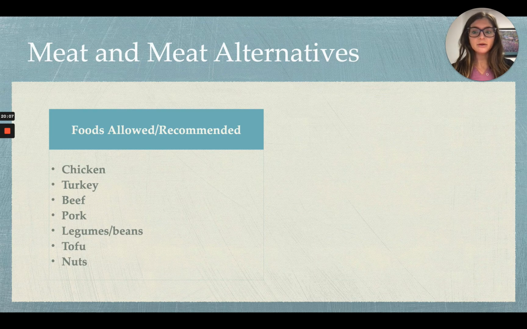Now, meat and meat alternatives, foods that are going to be allowed and recommended are going to be chicken, turkey, beef, pork, legumes, beans, tofu, and nuts. So protein food items do not cause a direct spike in glucose level. Actually, protein foods help to, again, slow down the rate of digestion in order to help prevent glucose spikes. And naturally occurring, protein foods do not contain carbohydrates, and so therefore they wouldn't spike glucose levels.